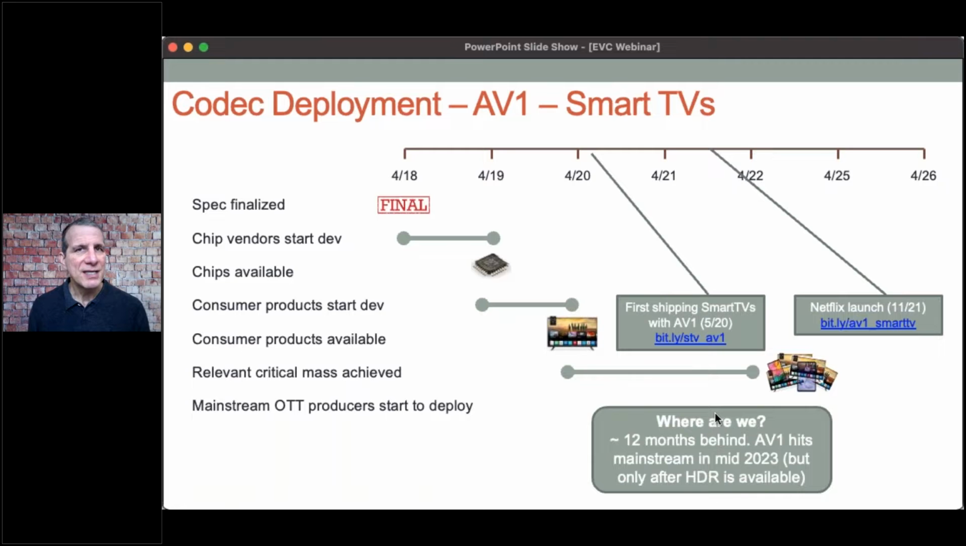I think most non-AOM publishers are going to wait until HDR is available before they start encoding in AV1, as compared to HEVC or in addition to HEVC.